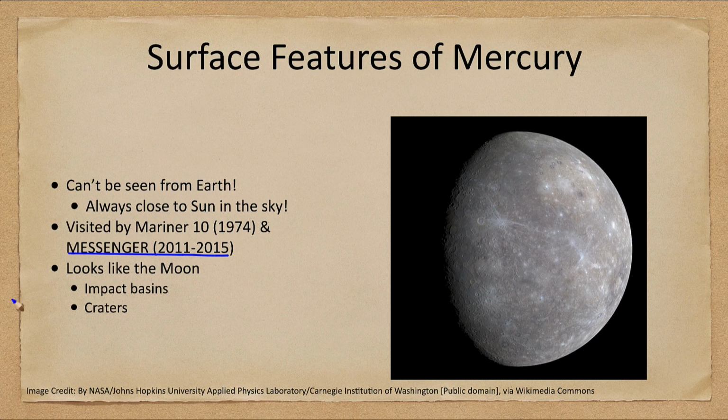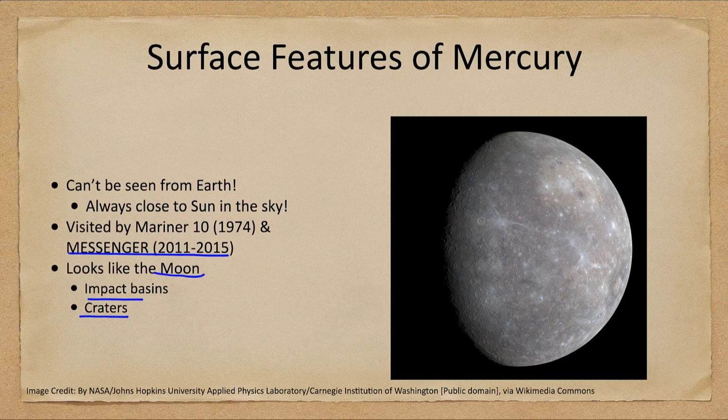Now, the first thing you might note is that Mercury looks a lot like the moon. It has some impact basins, although not as many as the moon, and it has lots and lots of craters. It is a heavily cratered surface. So overall, it does look a lot like our moon. That's why we study them together. They have some similarities, especially in terms of their surface features.